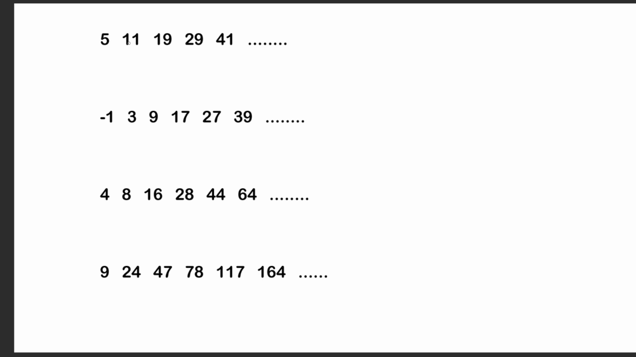So let's take this one. Let's go through it quickly. The first differences are 6, 8, 10, 12, and the second differences are 2s. Okay, so what we do is we draw our line going down and we go backwards.